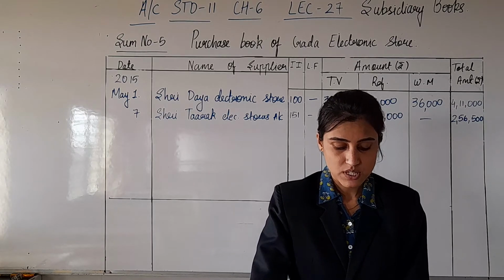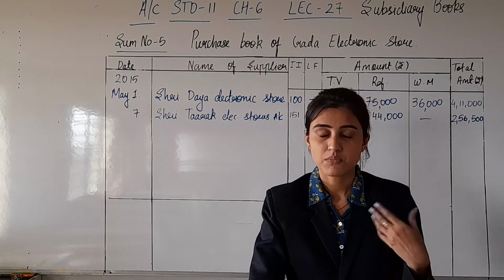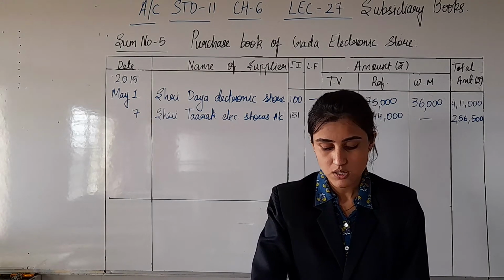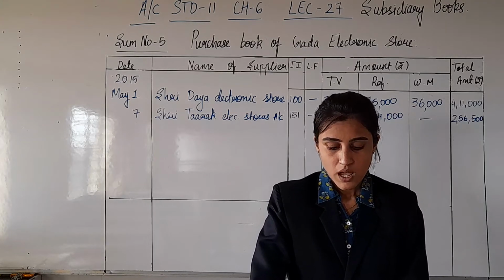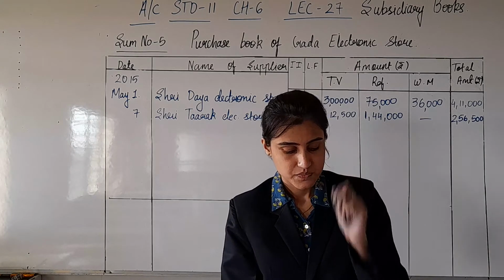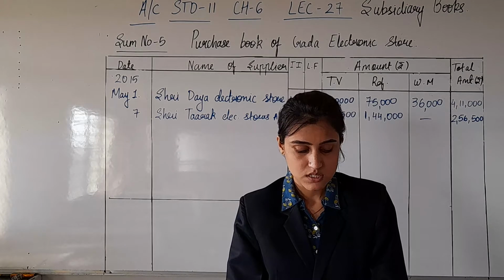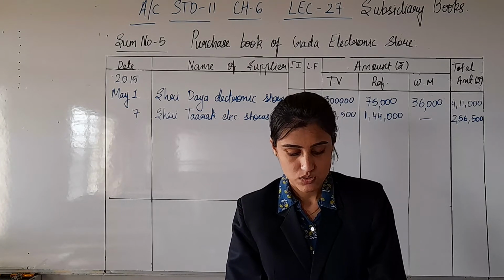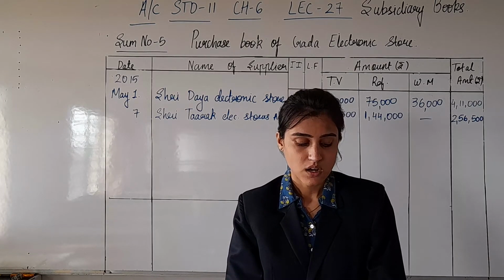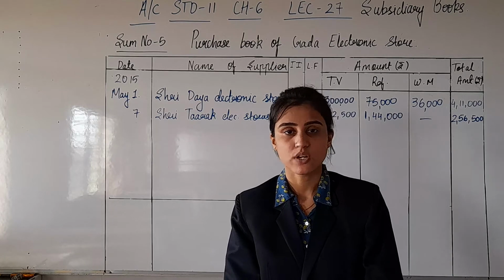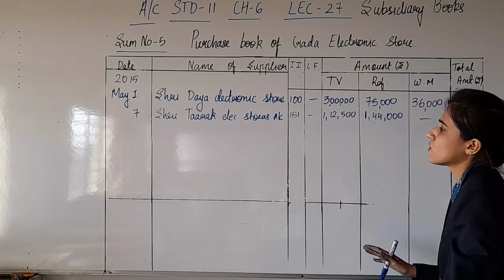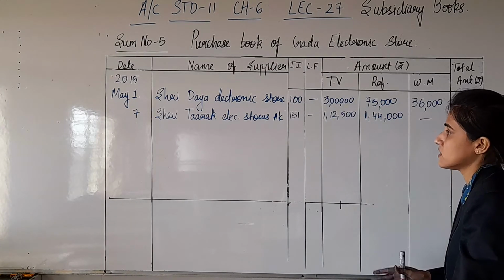Purchased 5 refrigerators. I'm reading for 20th of May. Purchased 5 refrigerators at rupees 20,000 per piece and 10 washing machines at rupees 15,000 per piece at 10% trade discount and 5% cash discount from Sri Atmaram Electronics Store and amount paid immediately. Understand? Whatever is purchased, for that amount is paid immediately.